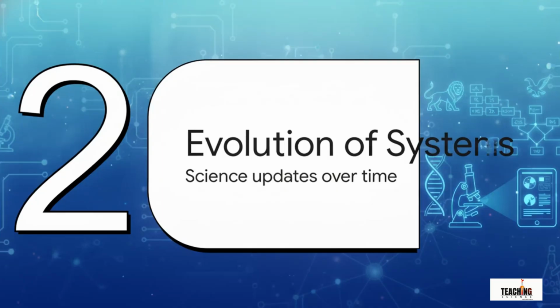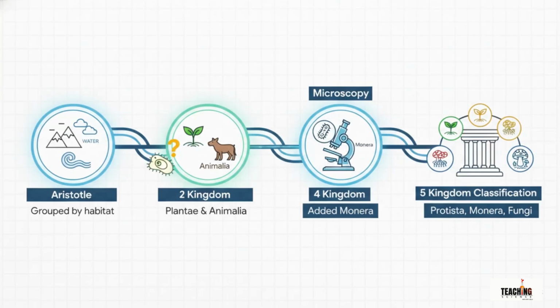Moving right along to Section 2, evolution of systems. Because science is always updating. Science definitely isn't static. It improves as our technology gets better. Thousands of years ago, Aristotle grouped animals by their habitat: land, water, or air. But honestly, that was super confusing. I mean, a bird and a butterfly both fly, but they are entirely different creatures.